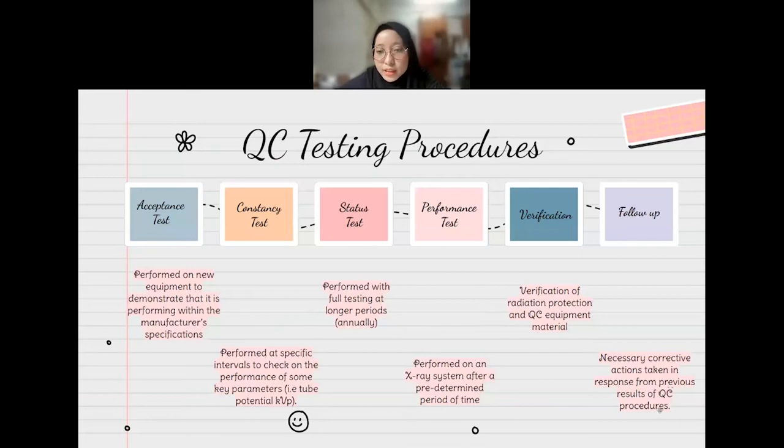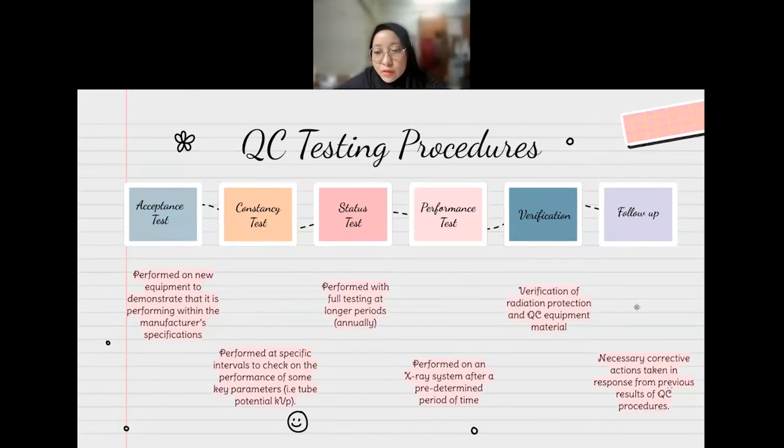And then the verification for radiation protection and QC equipment material. And lastly, follow-up. It is necessary corrective action taken in response from previous result of QC procedures.